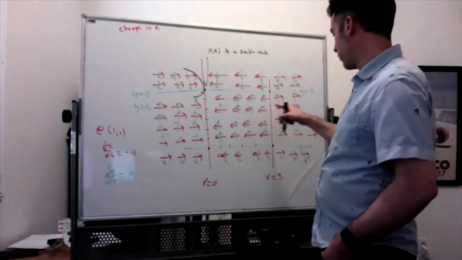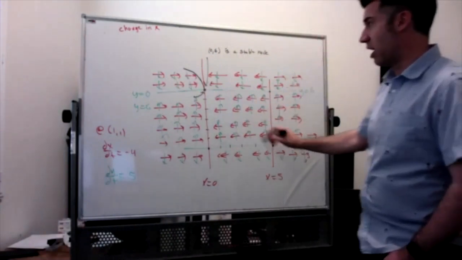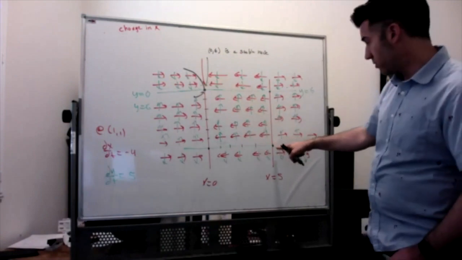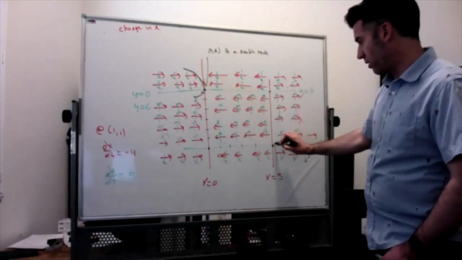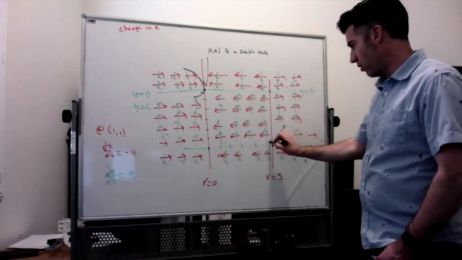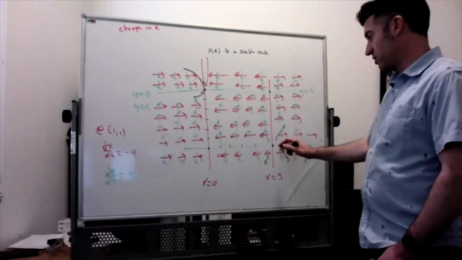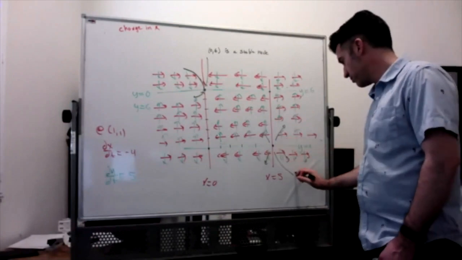Let's take a look over here as well. So here we've got the opposite thing happening. Everything's pointing away. If you start up here, you're going right and up, you're going away, you're going away, you're going away. So this looks like an unstable node.